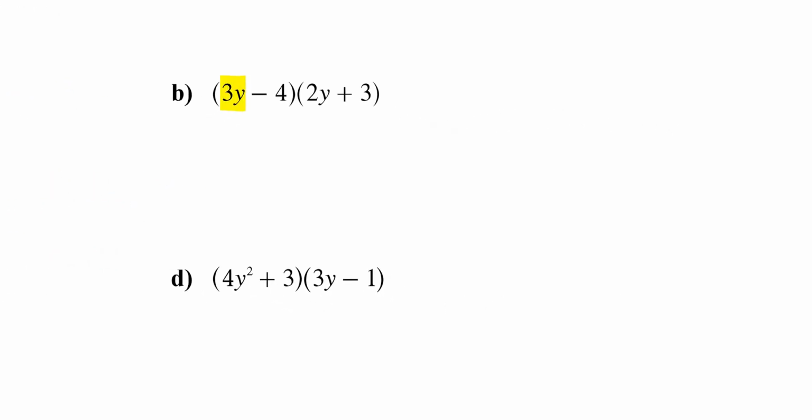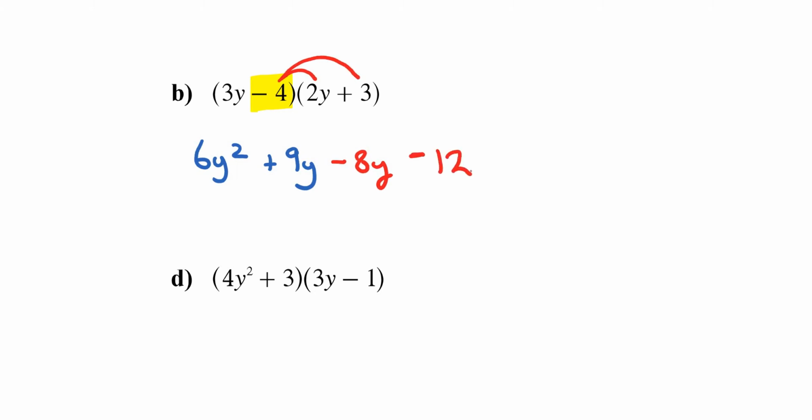My first term is 3y, so let me multiply that with the 2y. So 3y times 2y is going to be 6y squared. Then I take my 3y and multiply it with just positive 3, which is going to be positive 9y, since 3 times 3 is 9. All right, and after that I can look at my inner now. Negative 4 times 2y is going to be negative 8y, and then negative 4 times a positive 3 is going to be negative 12.